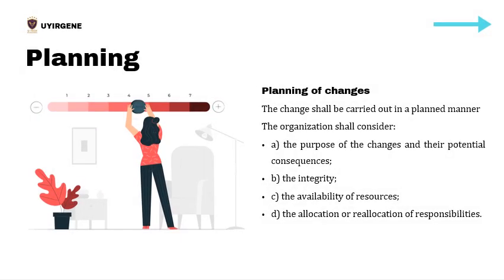Planning of changes. When the organization determines the need for changes to the quality management system, the changes shall be carried out in a planned manner. The organization shall consider the purpose of the changes, and their potential consequences, the integrity of the quality management system, the availability of resources, the allocation, or reallocation of responsibilities and authorities.